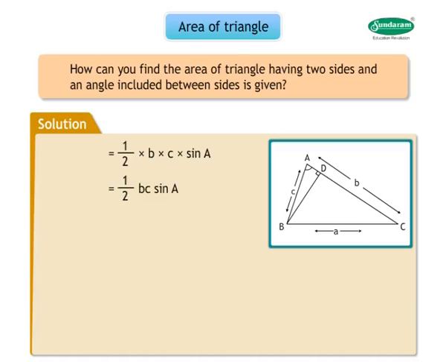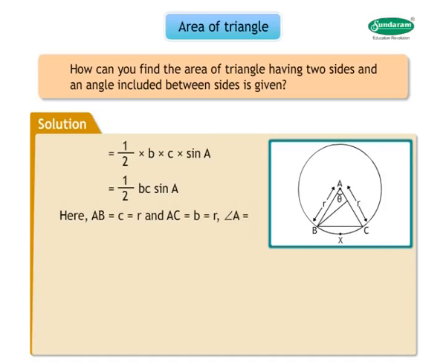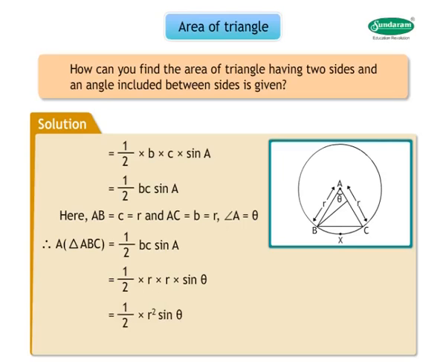If triangle ABC is in the circle as shown in the figure, where A is the center and R is the radius of the circle, then here AB is equal to c is equal to R and AC is equal to b is equal to R. Angle A is equal to theta. Therefore, area of triangle ABC is equal to half into bc sine A is equal to half into R into R sine theta is equal to half R square sine theta.